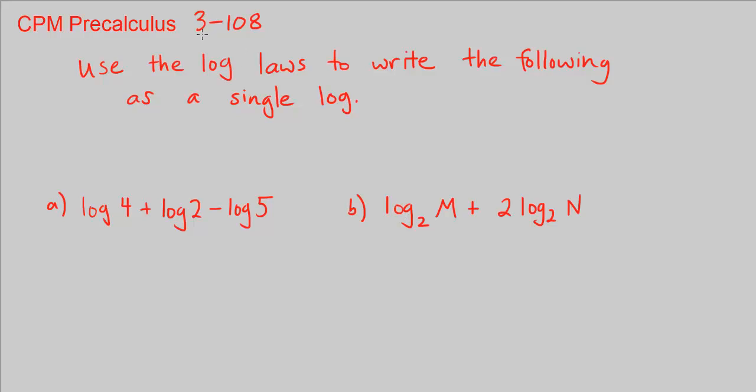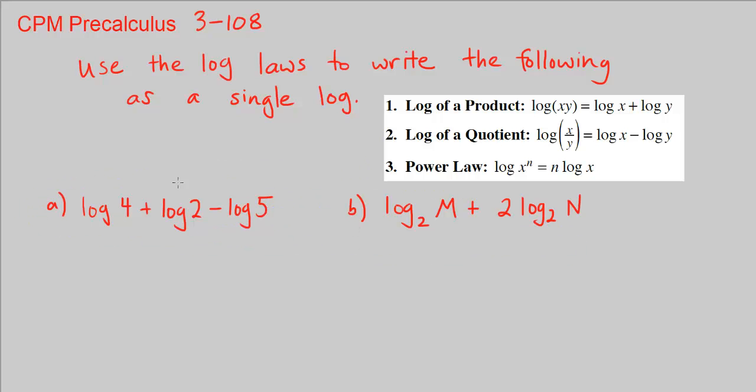This is CPM Precalculus Chapter 3, number 108. So here we want to use the log laws to write the following as a single log. So we want to do A as a single log and then B as a single log, not A and B together. Okay?